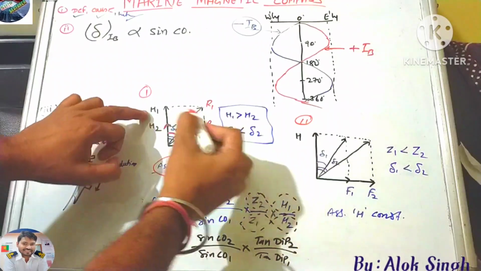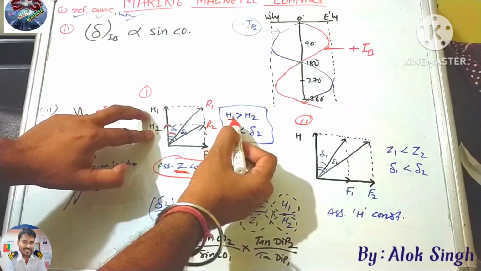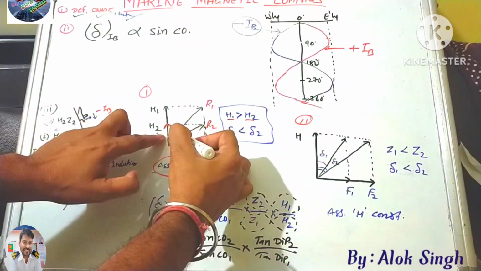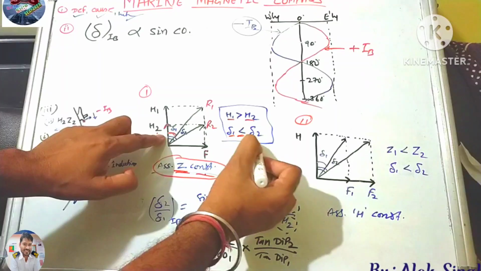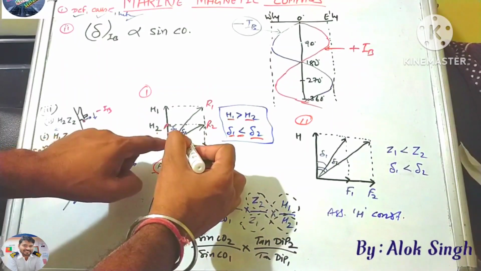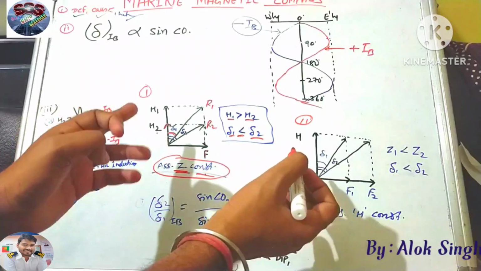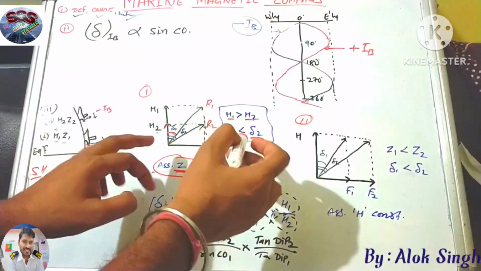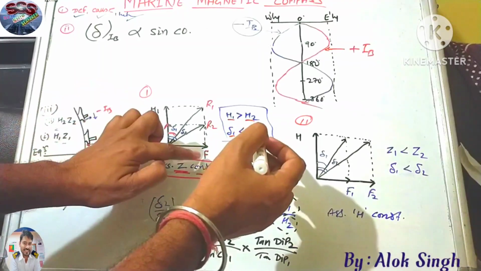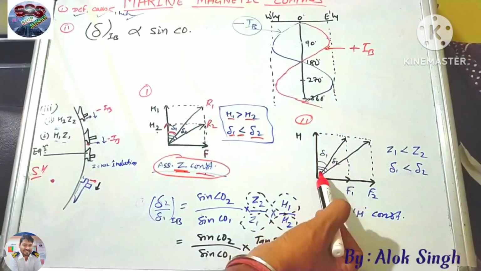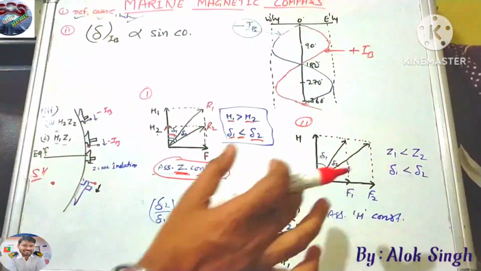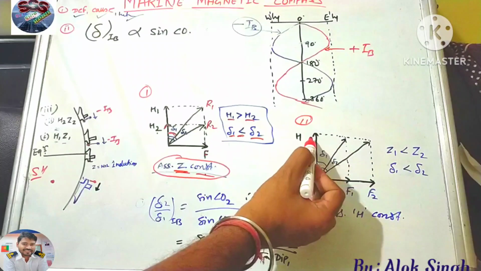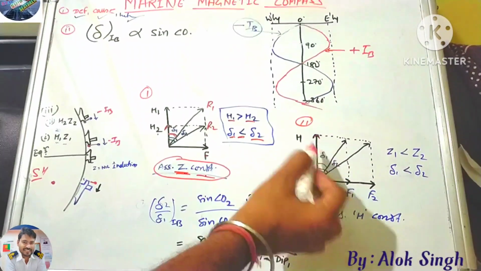So you see here H1 is greater than H2, but deviation 1 is smaller than deviation 2, because here it is less deviation than deviation 2. But to verify this, we have to take another way, in which we take this value constant and this value as variable. Suppose H, for a particular location, just for understanding, is constant for both.